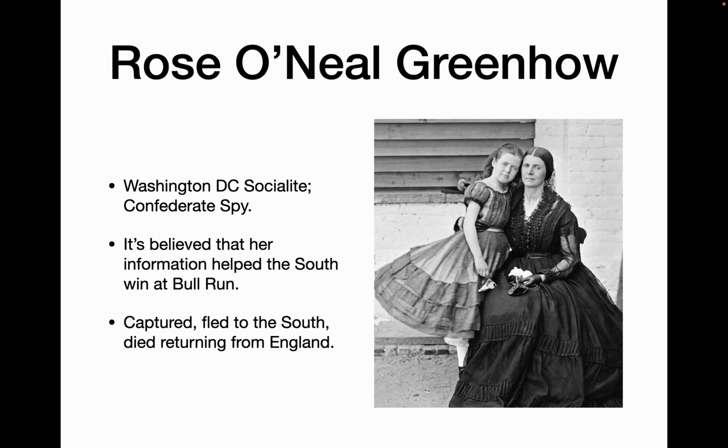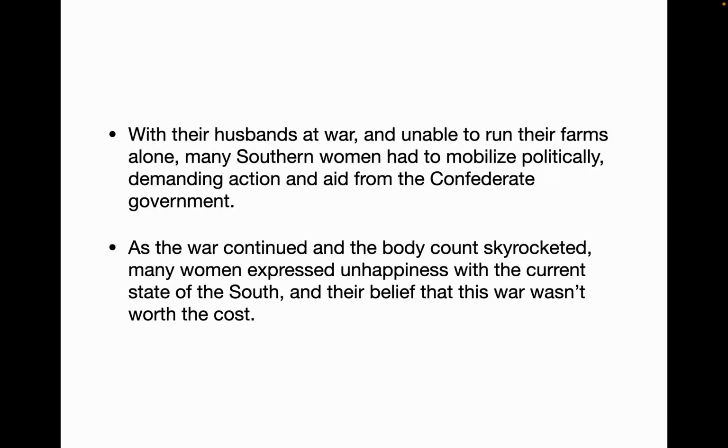So here's Rose O'Neal Greenhow, who is a Washington, D.C. socialite and a spy for the Confederates. It's believed that her information that she slipped to the South helped them win at Bull Run, the first big battle of the war. Later on, she was captured. She fled into the South. Eventually, she went off to England on a speaking tour, trying to raise money for the Confederacy. And on her way back, her ship sank and she drowned. And actually, the story is the reason she drowned was because her dress was full of gold that she was sending back to the Confederacy.